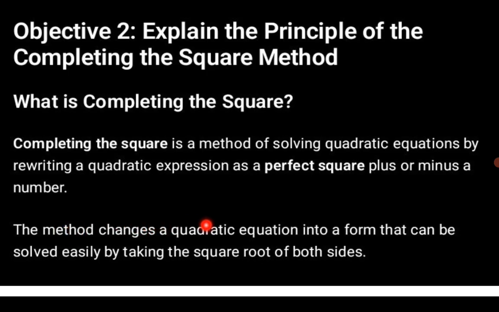So the method changes the quadratic equation into a form that can be solved easily by taking the square root of both sides. That's how the method of completing the square works. Of course, you'll not be asked to give a definition of completing the square in an exam or to explain what is involved. No, but you'll be required to apply the method to solve real-life equations.